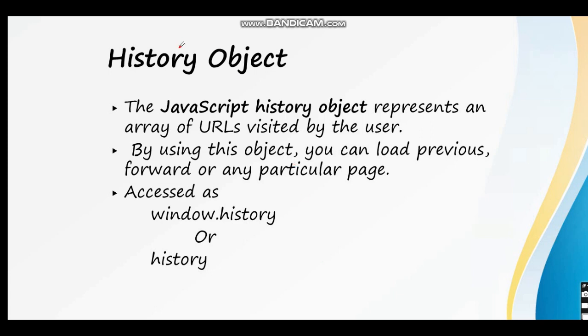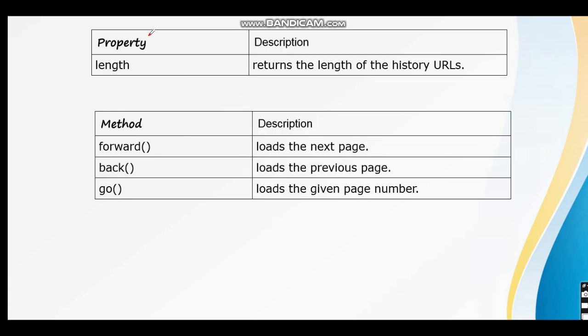Next, the history object. The JavaScript history object represents an array of URLs visited by the user. So basically this is going to keep the record of the sites the user has visited. By using this object, you can load the previous, the next, or any particular page the user has visited. It is accessed as window.history or you can just write history. The property of this history object is length. It returns the length of the history URL list.